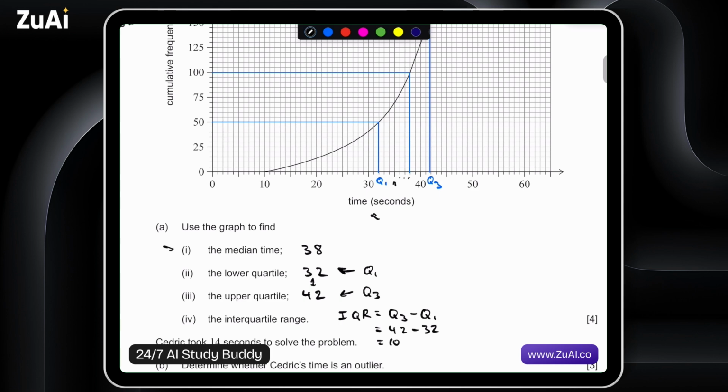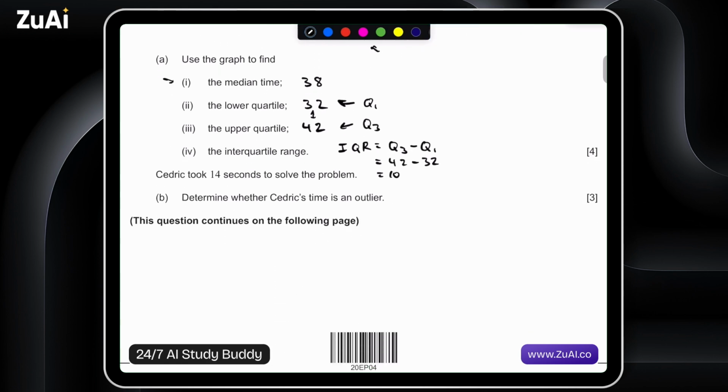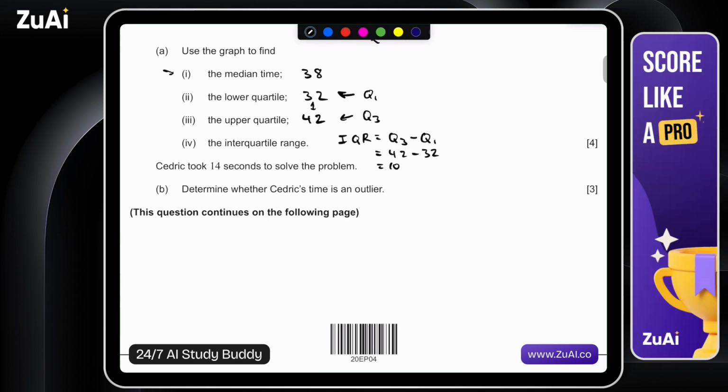Cedric took 14 seconds to solve the problem. Determine whether Cedric's time is an outlier. Okay, so we have a formula for our, actually no, we don't have a formula for outliers. Not given to us in the formula booklet at least. So what is an outlier?